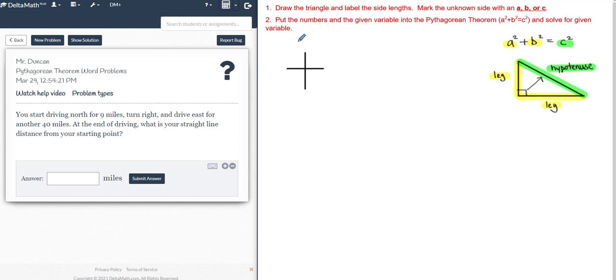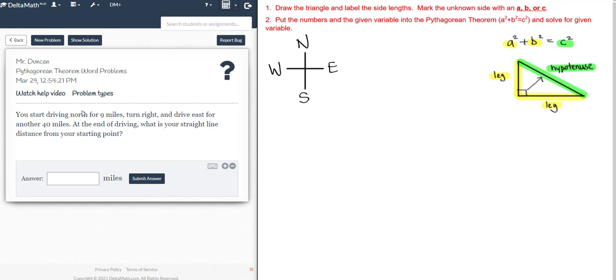Going north or up, that's north. Going to the right would be east. Going down would be south. And going to the left would be west. I just remember it because never eat soggy waffles, or never eat shredded wheat, or whatever you want. But there's your compass. You don't have to draw the compass, but I put it here just in case you're not aware of it.